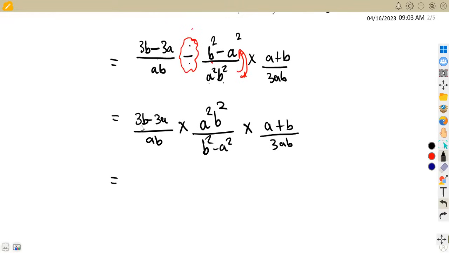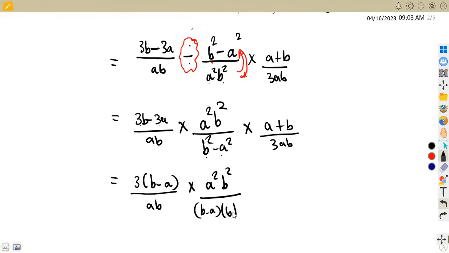So the first part, 3 is common. So you can factor out 3, which is going to be b minus a over ab times a squared, b squared. There's nothing that we can do. But here we've got b squared minus a squared, which is a difference of 2 squares. Once these are raised to the power of 2, we are going to have b minus a into b plus a from our difference of 2 squares. Whatever that you're obtaining here times a plus b into 3ab.